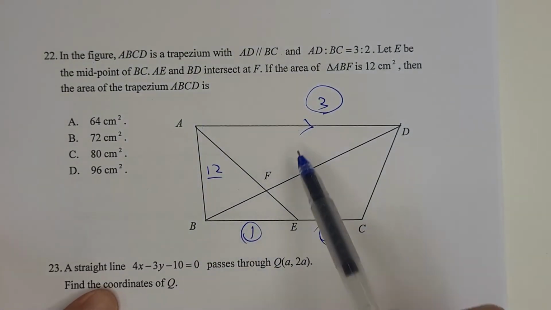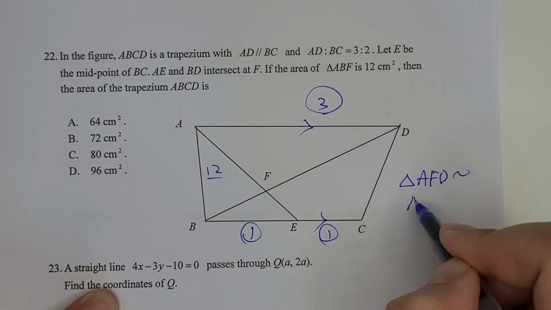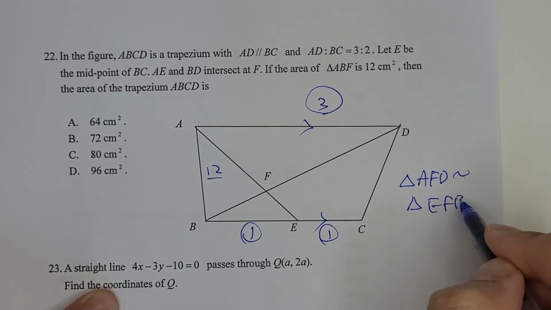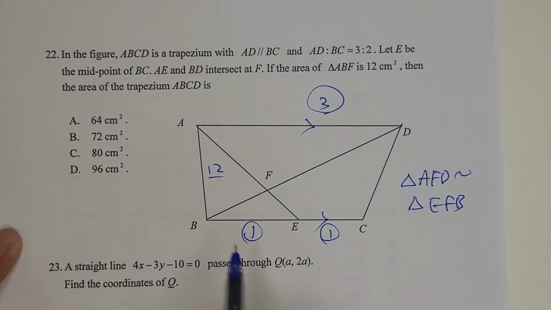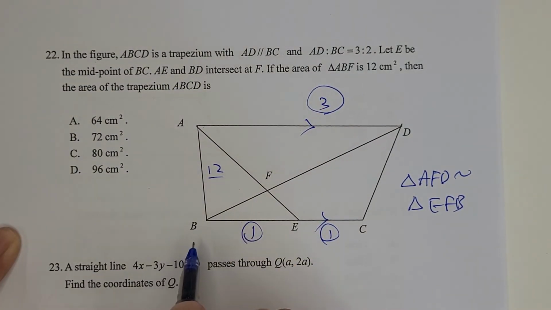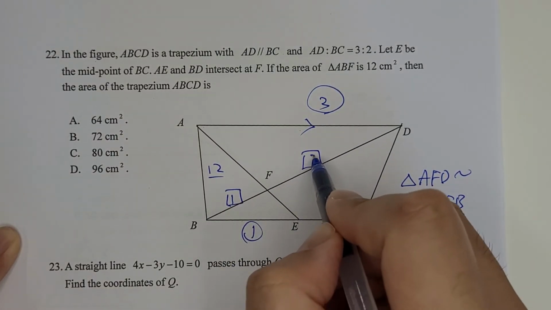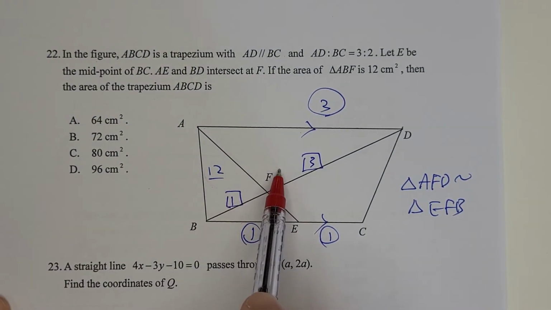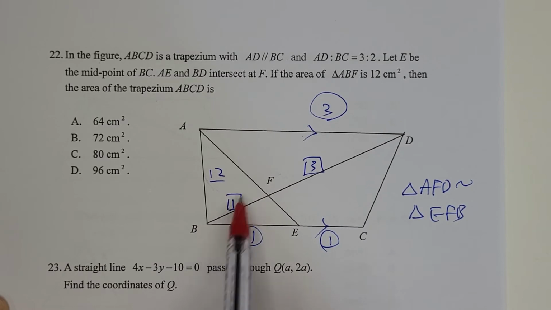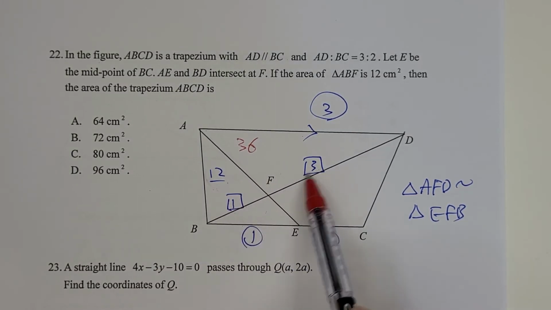As you can see, key observation: triangle AFD is similar to triangle EFB. These two are similar figures, so their corresponding length ratios are the same. So BF is 1 and DF would be 3. And here, if the area of this ABF is 12, this one will be 12 divided by 1 times 3, that is 36. Because these two triangles have the same height, their area ratio equals the base ratio.